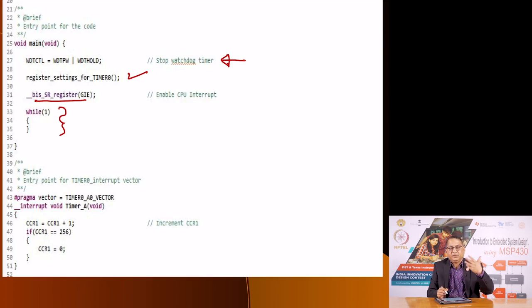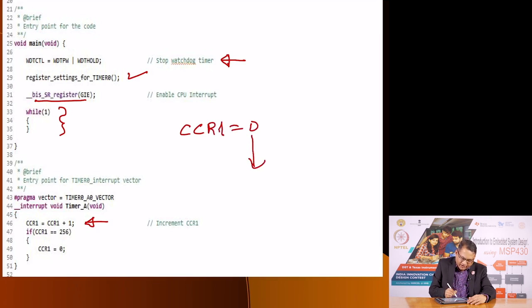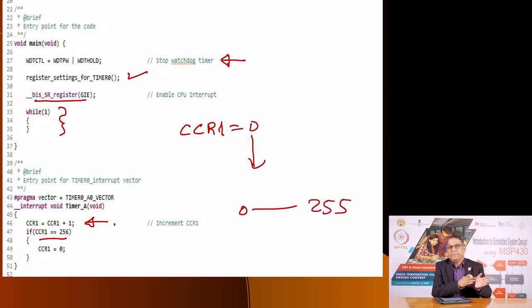Now, every time the timer overflows, that is when it reaches TACCR0, it will generate an interrupt and it will go into this routine, where we are simply incrementing the value of CCR1. CCR1 started with 0, it will keep on incrementing, but the moment it reaches 256, we want to make it 0. So, if after incrementing the value is 256, make the value of CCR1 equal to 0, which means the value of CCR1 will go from 0 to 255, and when it is 0, the duty cycle will be 0, when it is 255, the duty cycle will be 100%.